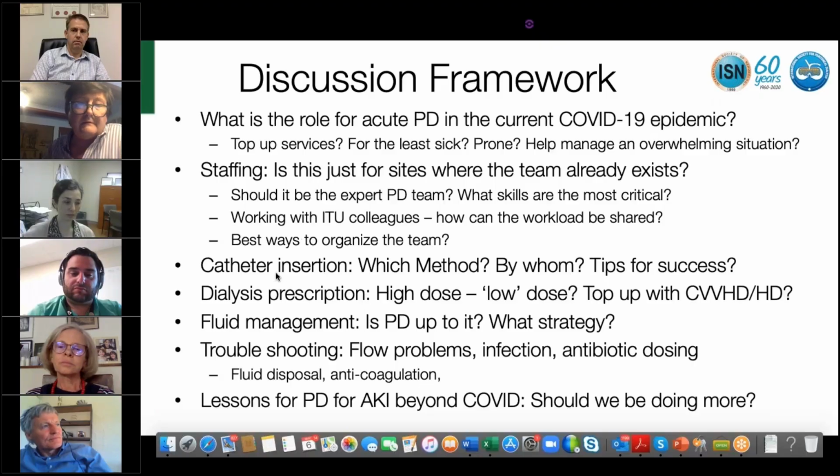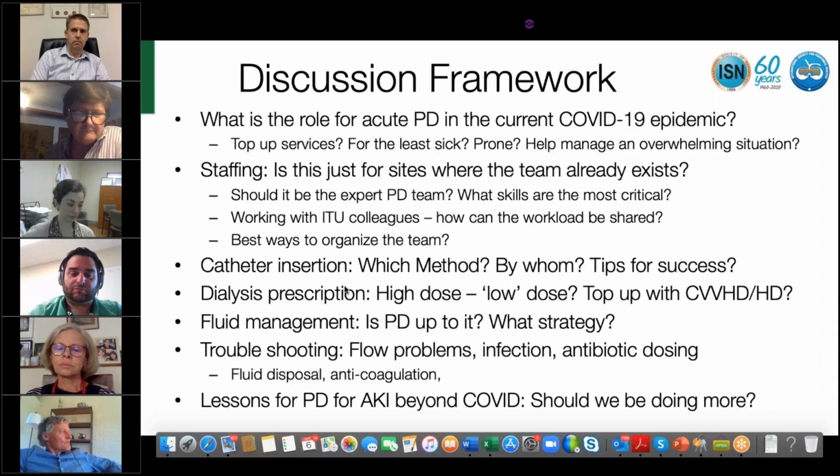Yes, we just haven't had to prone any of the patients who were put on PD, I think often because they quickly turned a corner once they were on the therapy.